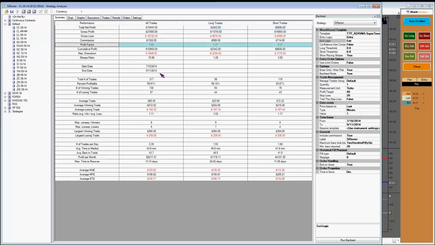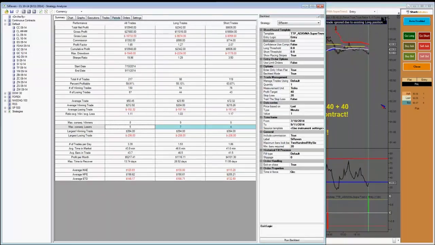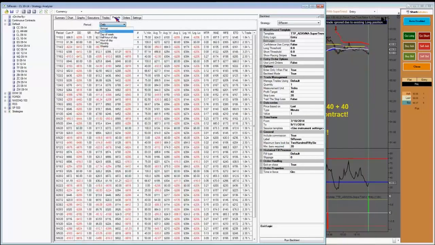Profit factor 1.65. I've got the commissions factored in here. 60% profitable out of 217 trades. Max consecutive losers 5. It's pretty decent results, man.